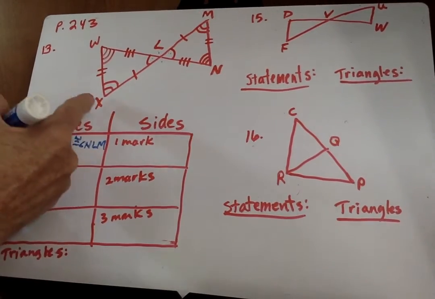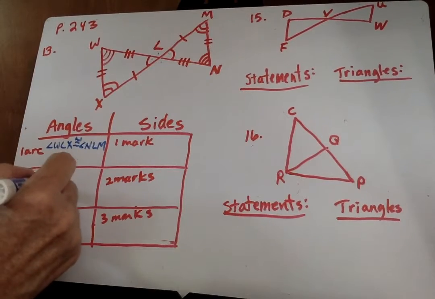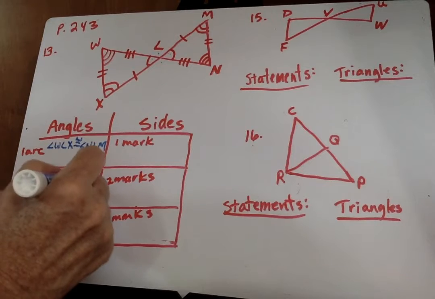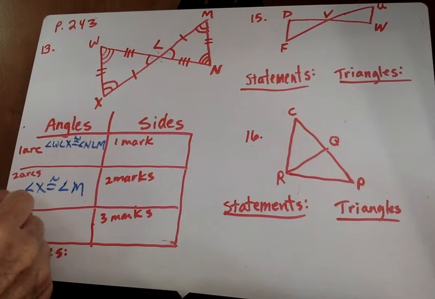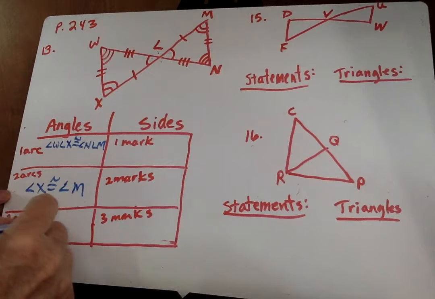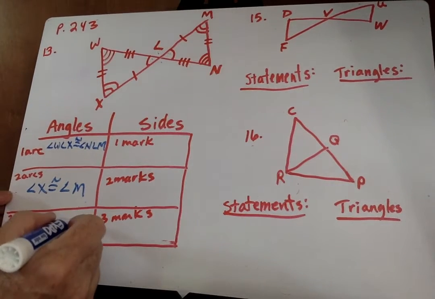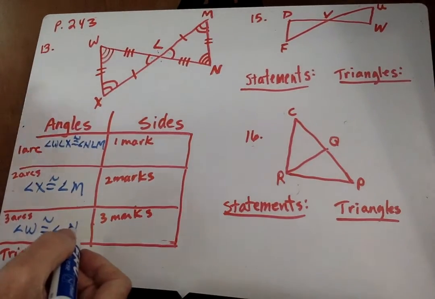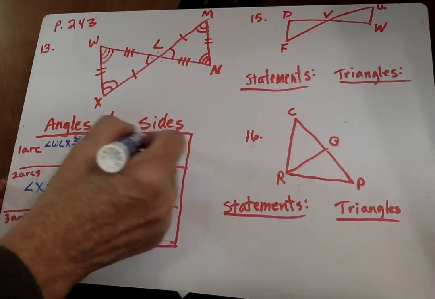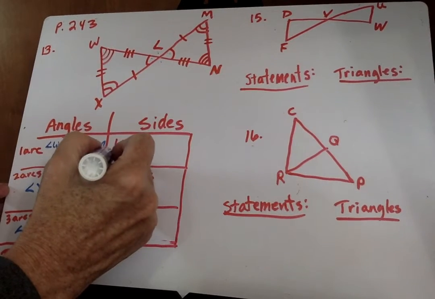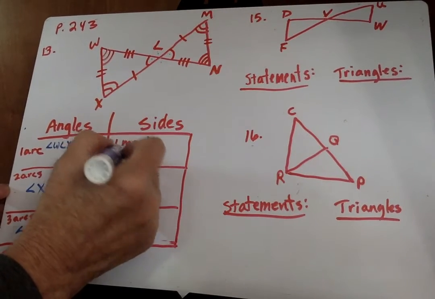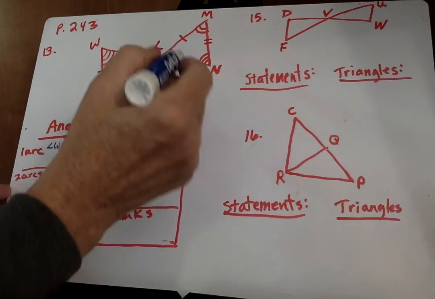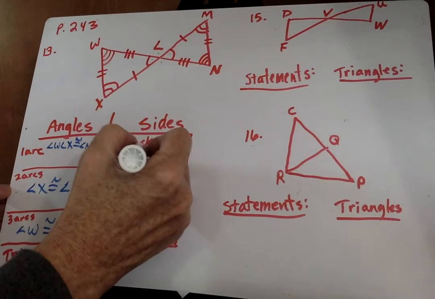Next one has two arches. I can just put angle X is congruent to angle M. Three arches, I can say angle W is congruent to angle N. There's our three arches, or arcs. Okay, for our sides, we're going to say one mark, XL. So that's line segment XL is congruent to line segment ML.